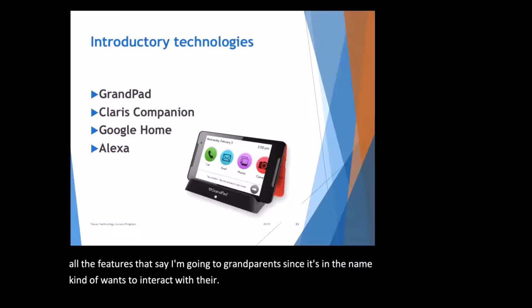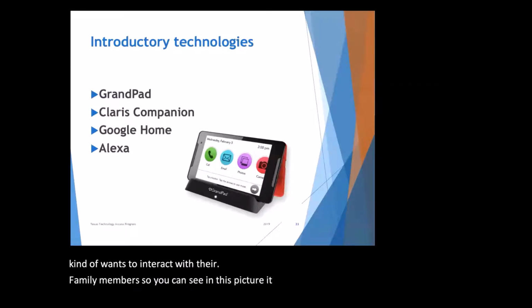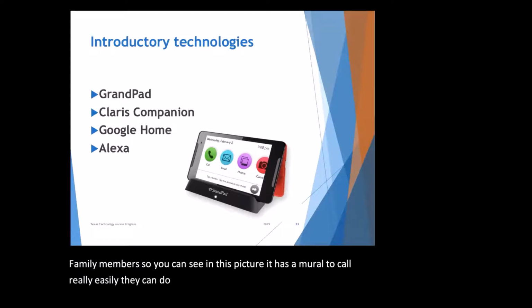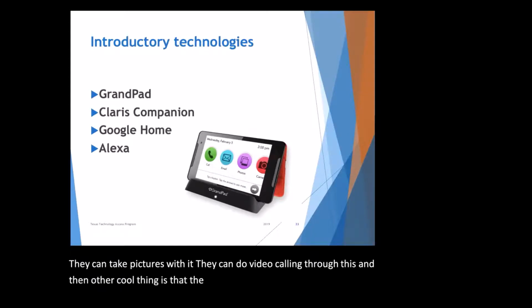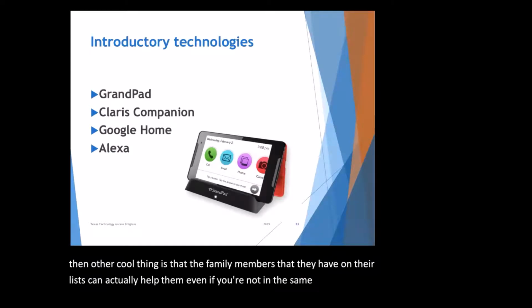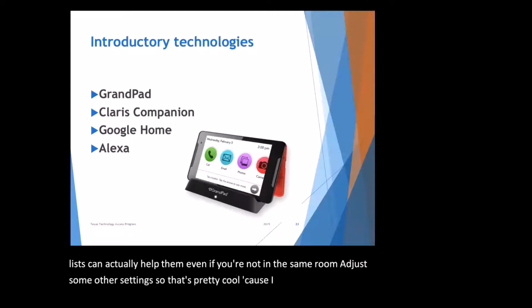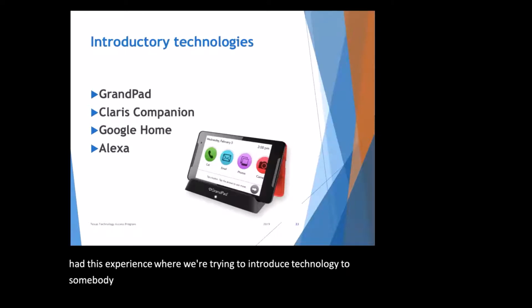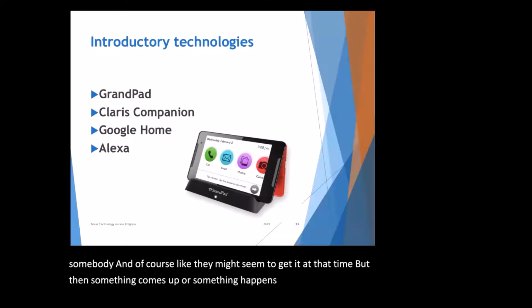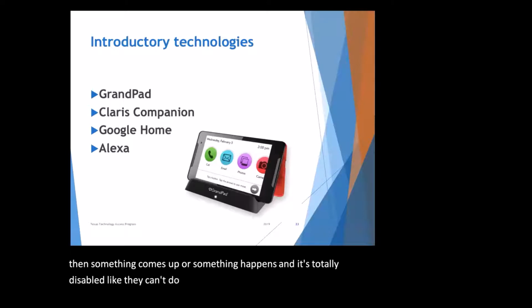So you can see in this picture, it has, they're able to call really easily. They can do their email, they can share photos, they can take pictures with it, they can do video calling through this. And another cool thing is that the family members that they have on their list can actually help them, even if you're not in the same room, adjust some of their settings. So that's pretty cool, because I know many of us have had this experience where we're trying to introduce technology to somebody. And of course, they might seem to get it at that time, but then something comes up or something happens and it's totally disabled, like they can't do anything. And so that's pretty cool that you can help them actually access their system.